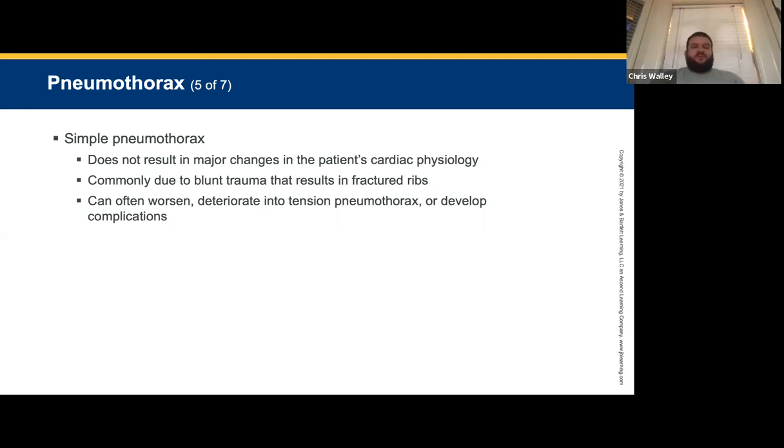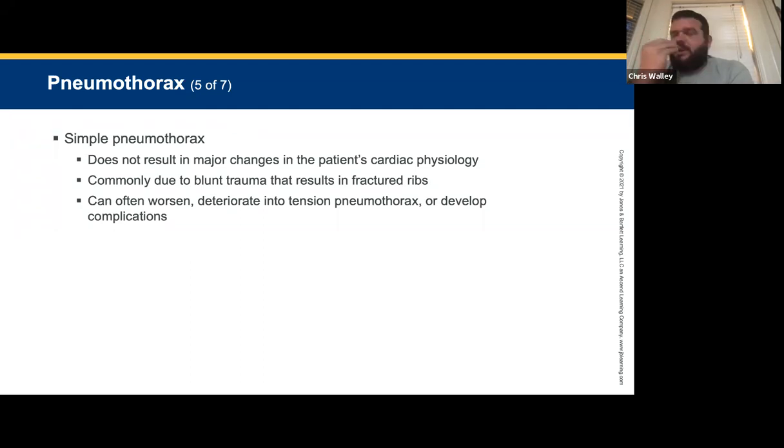So the simple pneumothorax is not going to make major changes. It's still going to have cardiac issues. You're still going to notice some effects going on there. It's commonly the result of a penetrating trauma injury. Signs and symptoms include penetrating pleuritic chest injury, dyspnea, tachycardia, accessory muscle use, decreased oxygen saturation, and a cracking sensation felt on palpation of the skin. That is subcutaneous emphysema. That's what you're feeling and hearing.